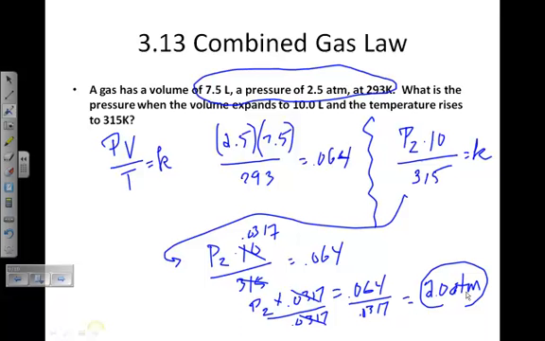Check to see if this makes sense. Well, your container expanded, so that may ease up on the pressure, even though the temperature rose. This one's harder to tell because you have two things going on at the same time. Difficult for you to check to make sense. But you can always plug your 2 atmospheres back in to see if you get the same constant that you did initially for the original conditions.